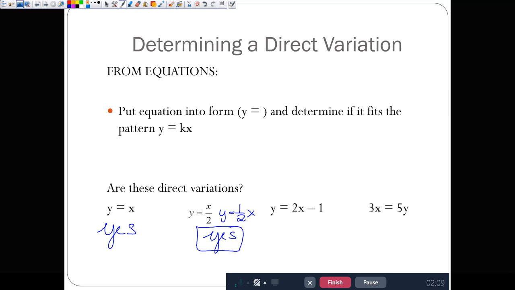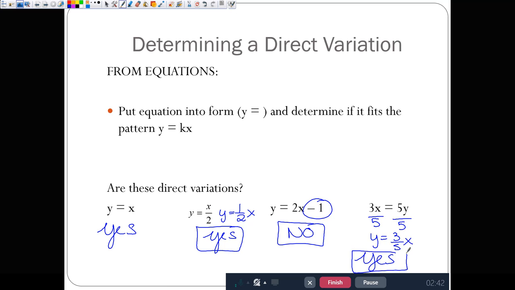Okay, the next one is y equals 2x minus 1. No, because of the minus 1. Direct variations do not have a b, a y-intercept, because the y-intercept is 0. Okay, so for this one, I need to solve for y before I will know. So y equals 3/5 x. So is this a direct variation? Yes. So we determine if something is a direct variation if it's in the form of y equals kx.